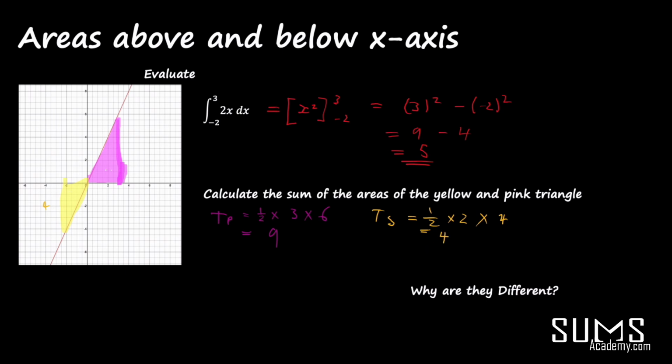Okay, so what is the total going to be? So T is going to be Ty plus Tp, which is equal to 13. Okay, right, so that seems a bit weird because when we worked out the area here, we only got 5, but here we're getting 13. So how does this work, right?